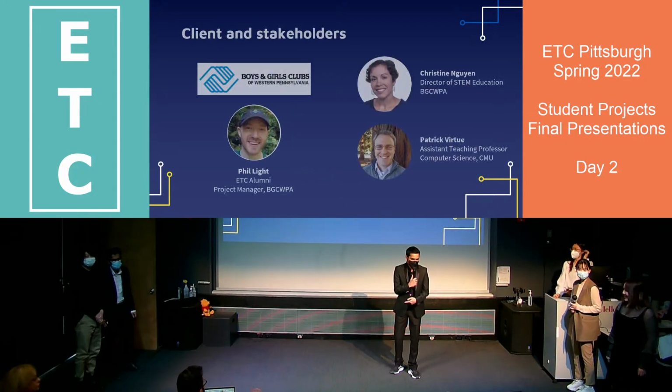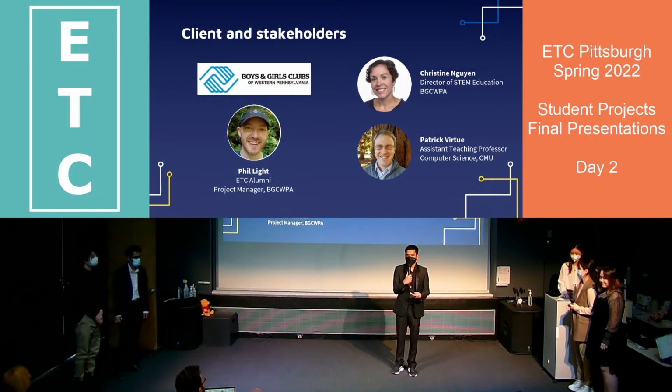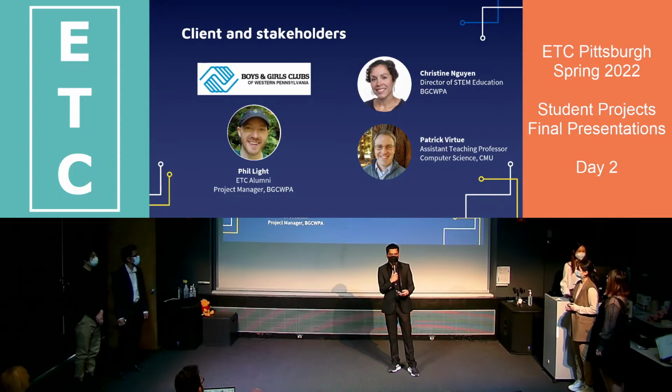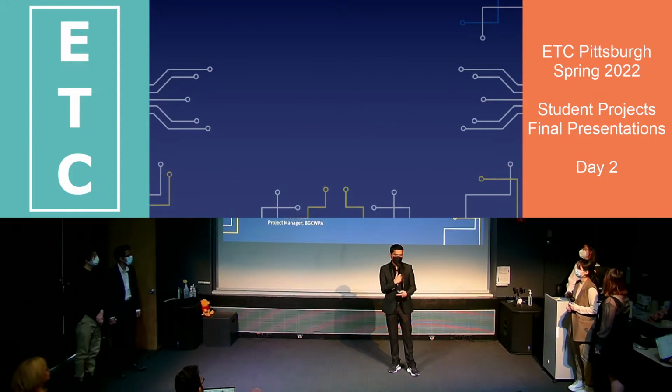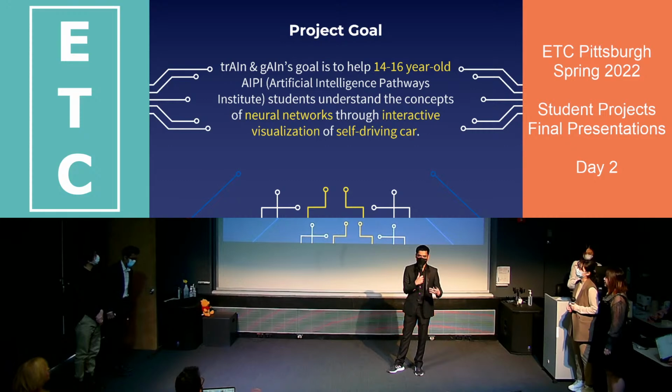OK. So our client is Phil Light. He's the project manager at Boys and Girls Club of West Hill, Pennsylvania. And our stakeholders are Christine and Pat. Our project goal is to teach 14 to 16-year-old AIPI students who are taking an artificial intelligence course in the summer and helping them understand the concepts of neural networks through the interactive visualization of a self-driving car.